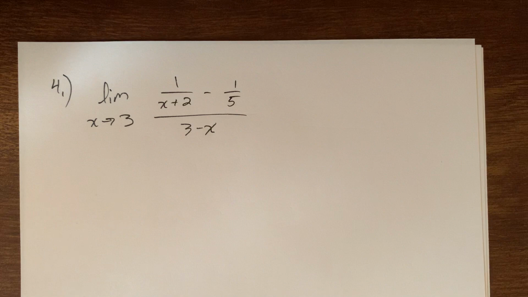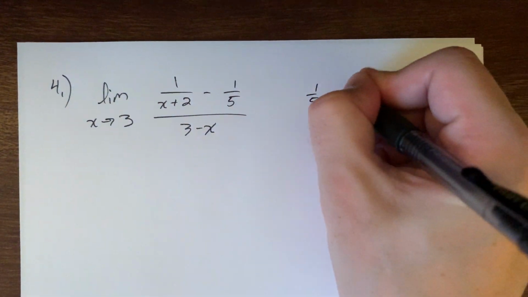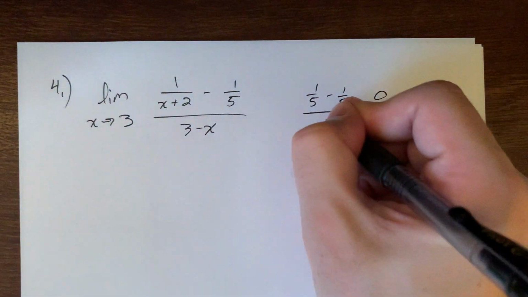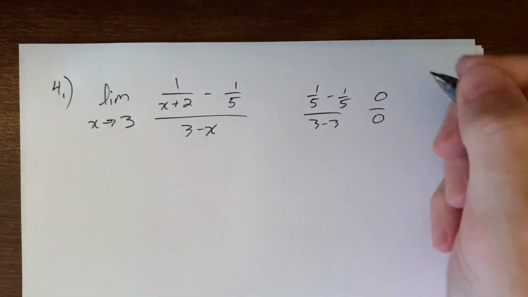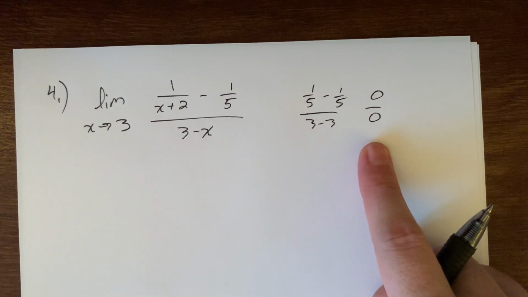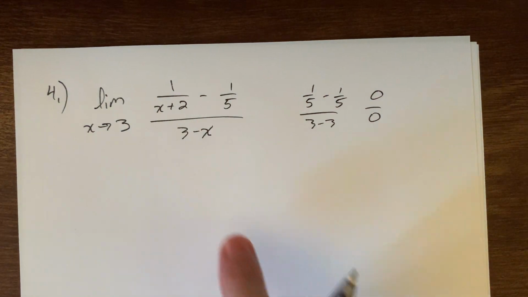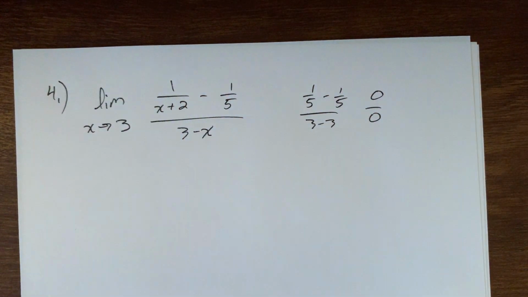But first things first, I'm going to plug in. And when I plug in here, 1 over 3 plus 2, I get 1/5 minus 1/5, so that's 0 over 3 minus 3. And we're getting 0 over 0 one more time. But a third case of 0 over 0. We saw the situation where we can factor, so we did. We saw the situation where we had a radical, so we used the conjugate. And now this third situation, this is a compound fraction. I'm going to simplify the fraction.